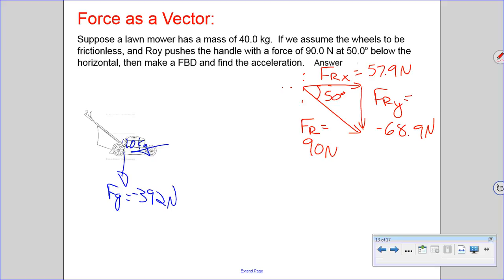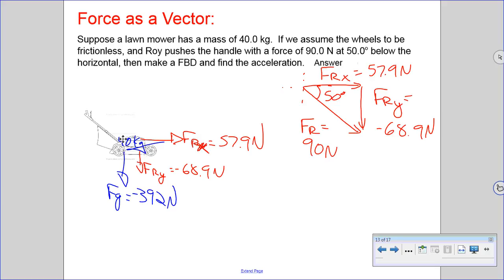All right, so let's put our forces in. So we know that there is a force of Roy in the y direction, which is negative 68.9 newtons. There's a force of Roy in the x direction, which is 57.9 newtons. Everybody okay up to there?